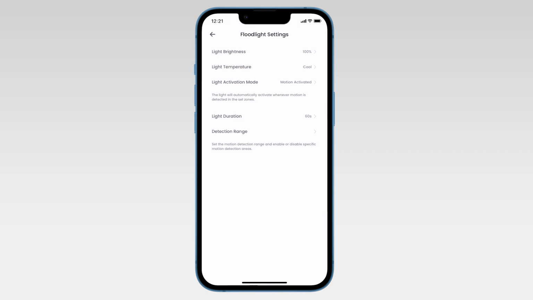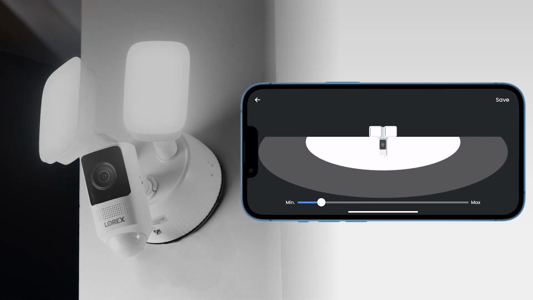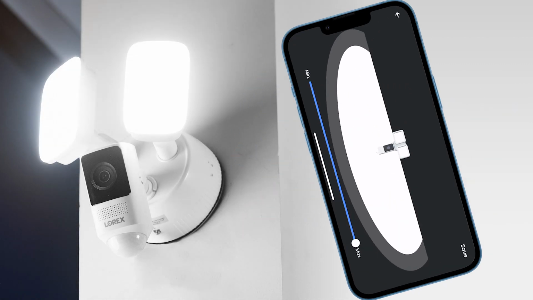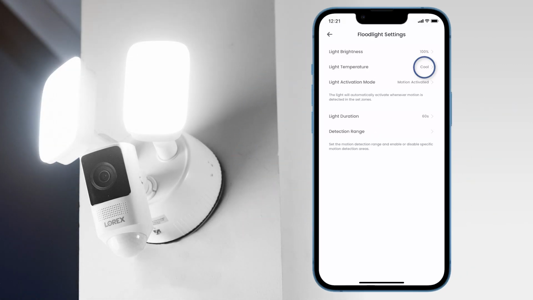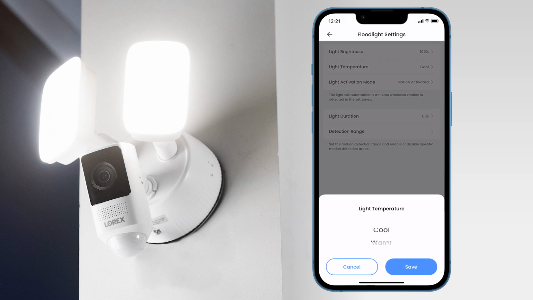You can also customize the light brightness and temperature of the LED floodlights between cool and warm.